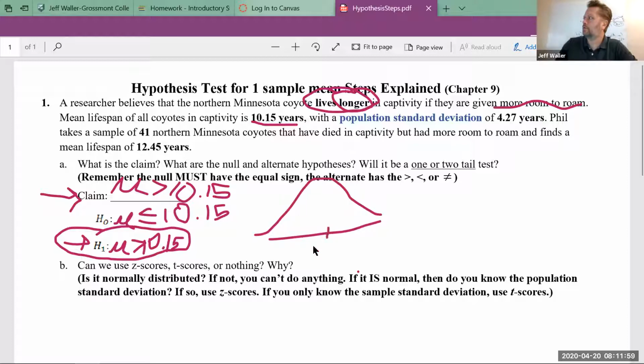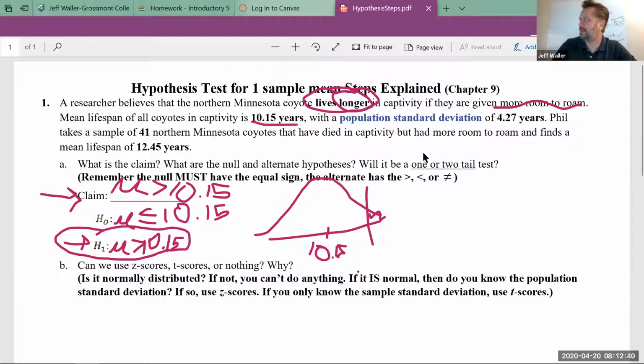So if I assume that 10.15 is right here, pretend that says 10.15. If this guy thinks it's greater than 10.15, the sample has to show up way over here. It has to show evidence of that. Do you guys see that? The H1 says greater than 10.15. The only way to show evidence is to be above 10.15. So how many tail test is this? One. You can see it.